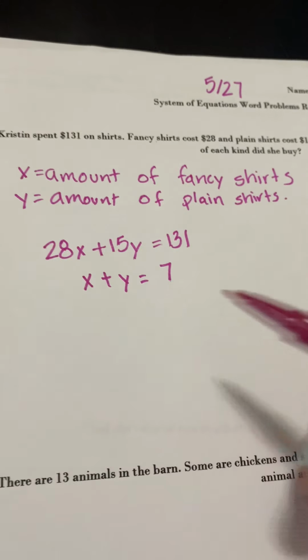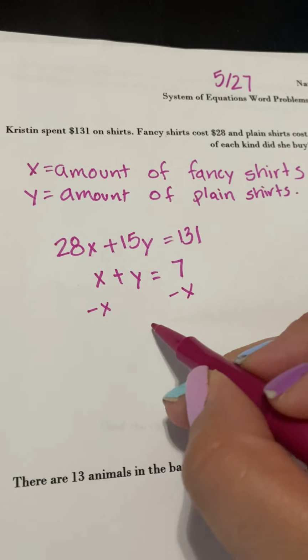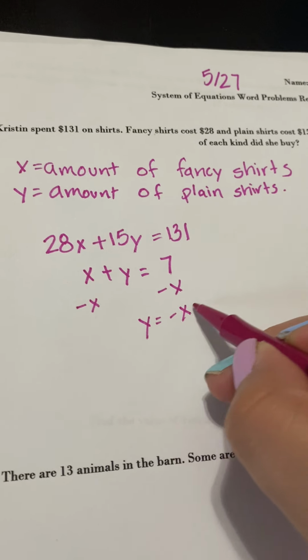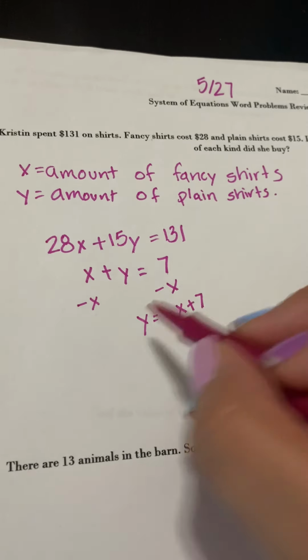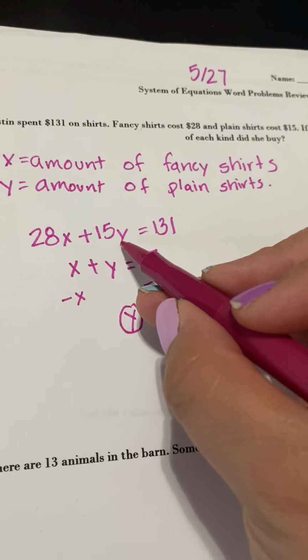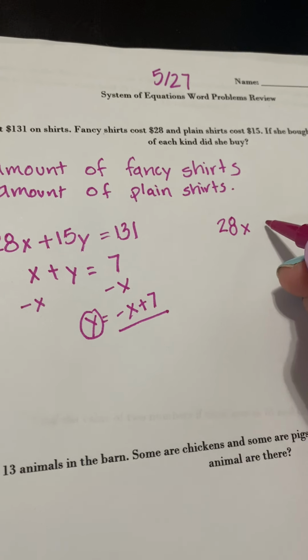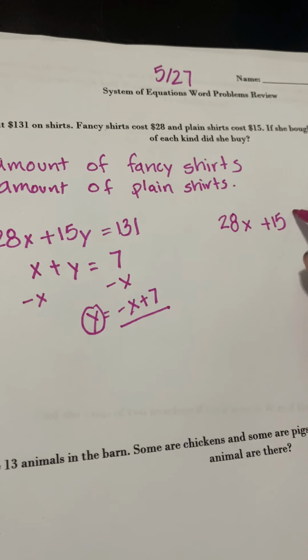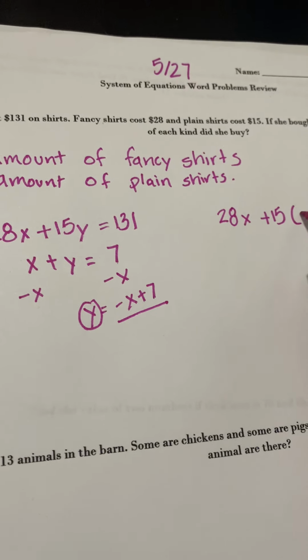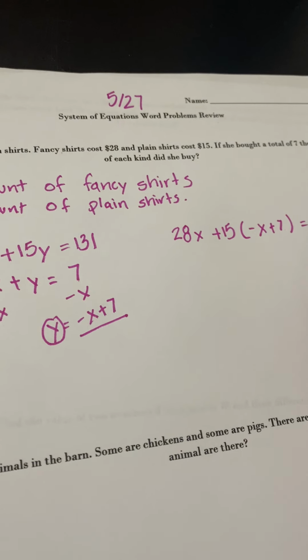So I'm going to solve for Y in this case. So I'm going to move X over. So I'm going to get Y equals negative X plus 7. Well, now that I have this, I can plug in this information for this Y up here. So I'm going to rewrite that first equation as 28X plus 15, but instead of writing Y, I'm going to write what it's equal to, negative X plus 7 equals 131.